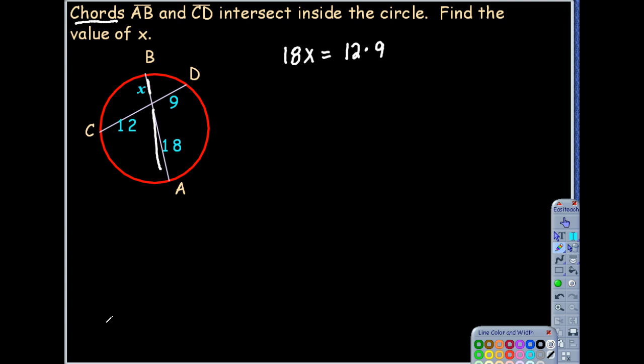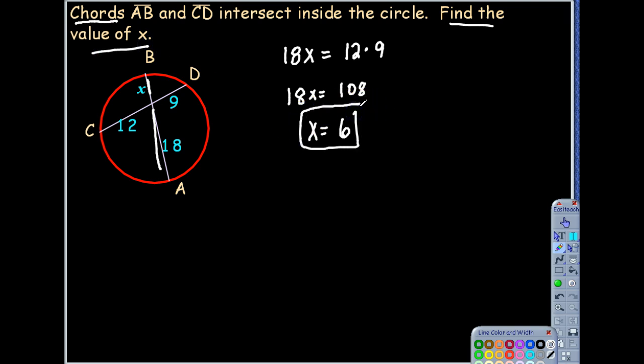Well, that seems easy enough. This is a real basic algebraic equation. So 18X equals 108. And divide by 18, X is 6. Now, it said find the value of X. Have we done that? We have found the value of X, so we're done.